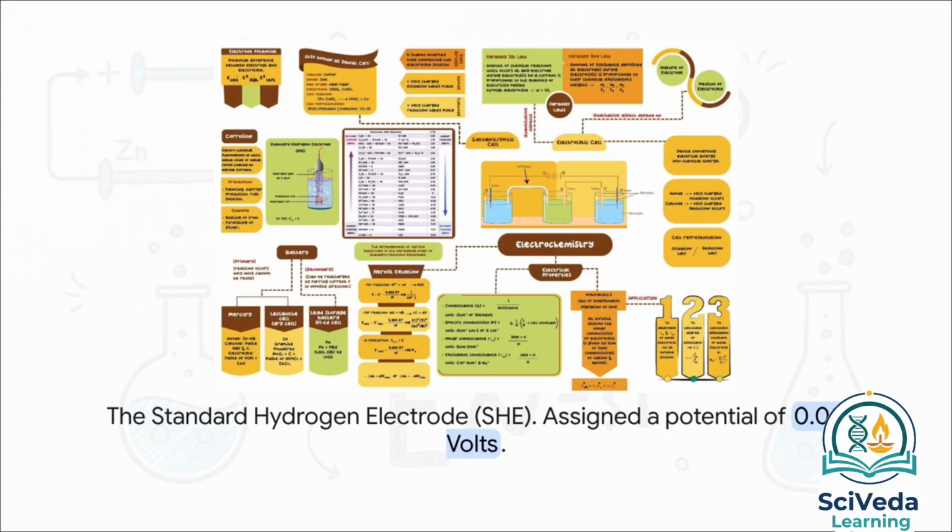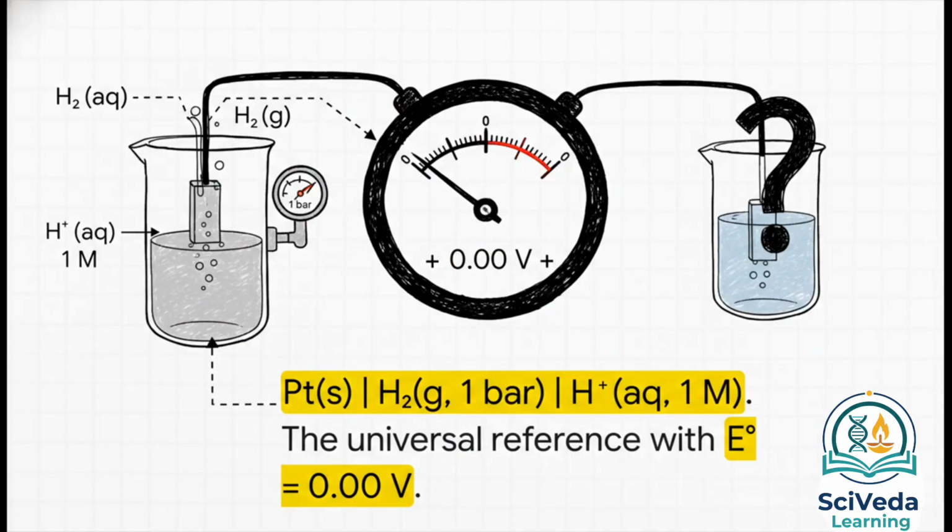And here's the brilliant part. By international agreement, scientists just decided to define the standard potential of this specific half cell as exactly 0.00 volts. That's our baseline. That's our sea level. So this is the standard notation for the SHE, and it's a good one to memorize for your exams.